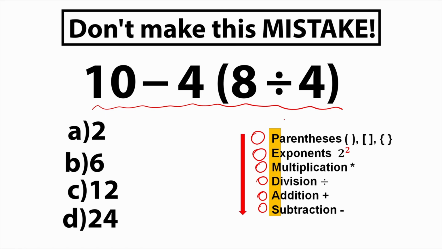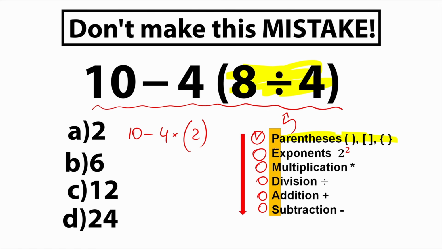So let's check everything. First of all, parentheses. Let's scan where we have parentheses. Yeah, we have it right here, so we can easily underline it. Okay, I have parentheses. Everything is great. So let's start with these parentheses. We have 10 minus 4 times 8 divided by 4. This is our first step, our parentheses. 8 divided by 4 equals 2. Okay, so we complete this first step.